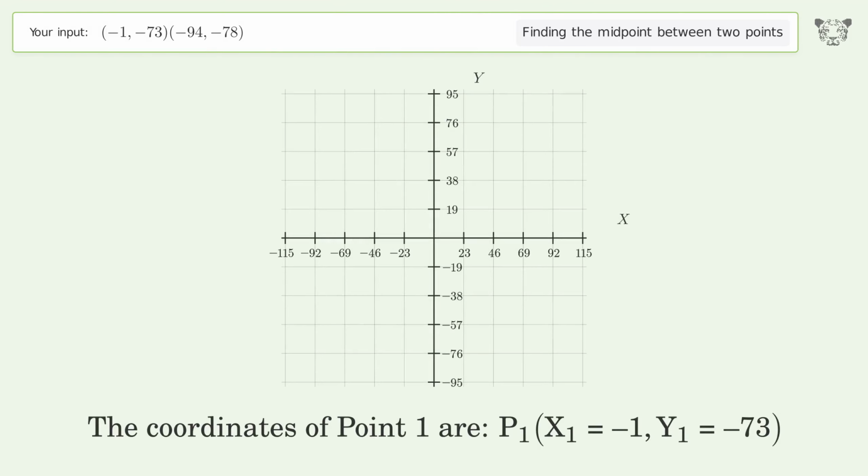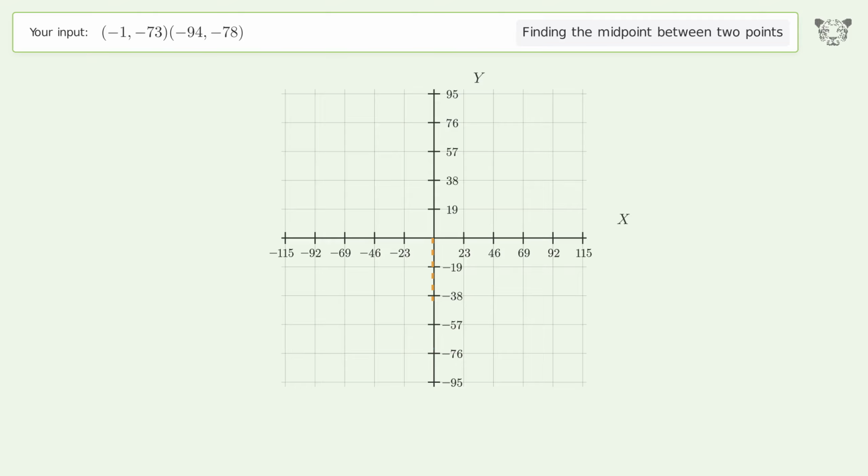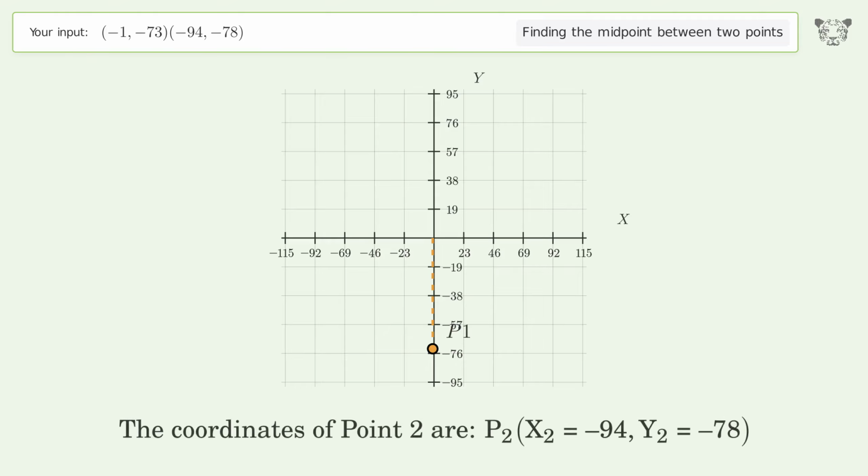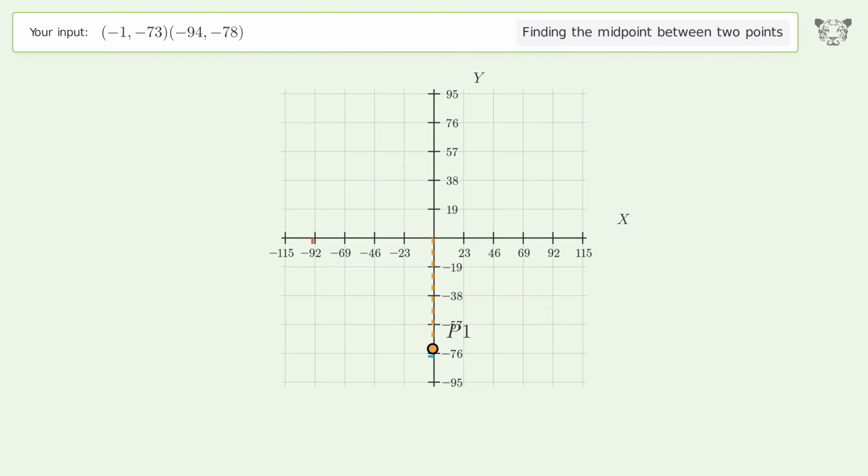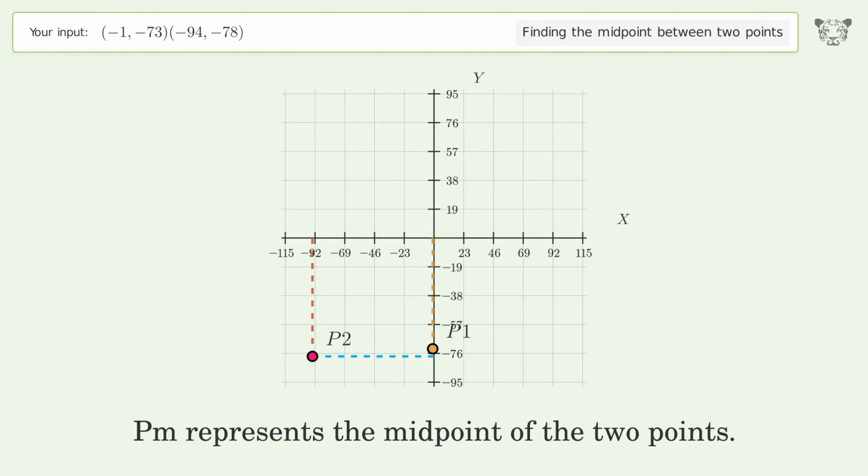The coordinates of point 1 are, x1 equals -1, y1 equals -73. The coordinates of point 2 are, x2 equals -94, y2 equals -78. PM represents the midpoint of the 2 points.